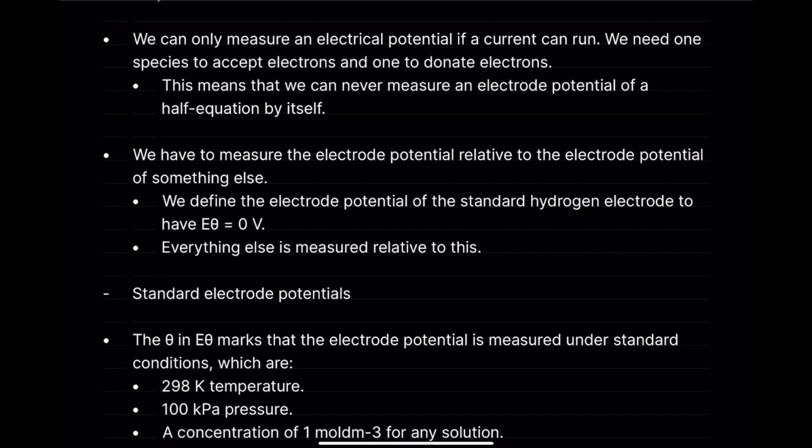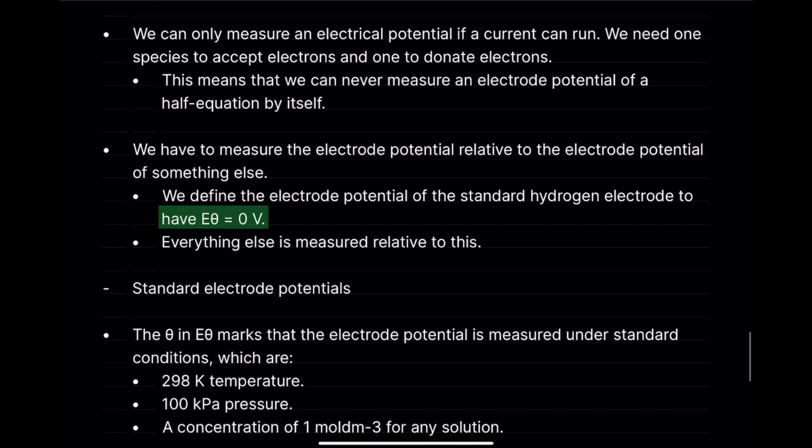And we have to measure the electrical potential relative to the electrical potential of something else. We define the electrical potential of the standard hydrogen electrode to be 0 volts. This is a standard that you need to know for exams. The electrical potential of the standard hydrogen electrode is 0 volts. Everything that we compare in terms of electrical potentials of different half equations is relative to this reference potential, which is 0 volts. Everything else is measured relative to this.